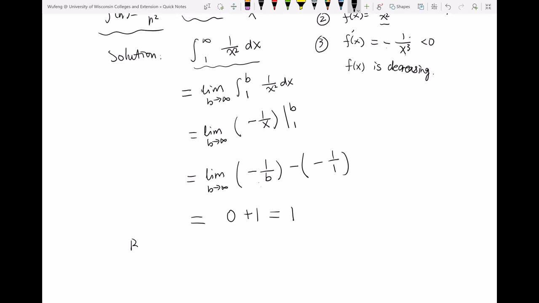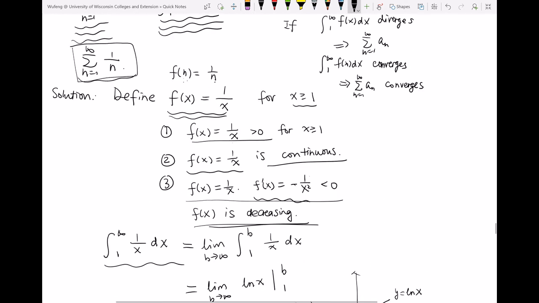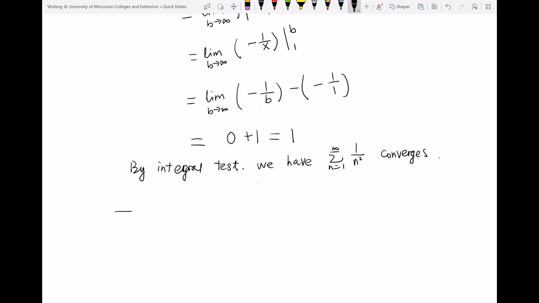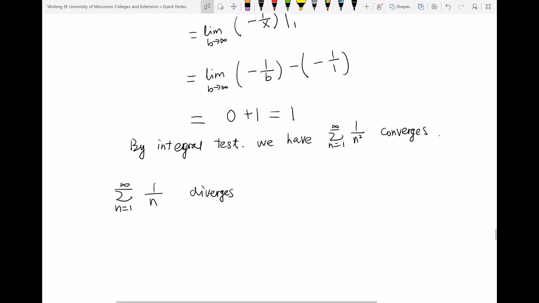So now we have the series. By the integral test, the series sum from n equals 1 to infinity of 1 over n squared converges. Interesting. Why? In the previous example, I had the series sum from n equals 1 to infinity of 1 over n, and this diverges. And the second one, sum from n equals 1 to infinity of 1 over n squared, converges.